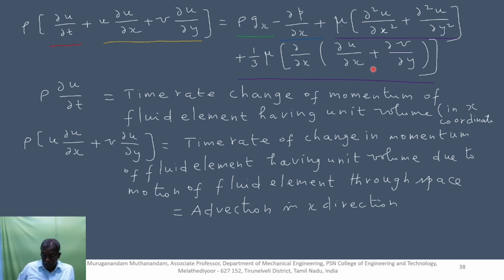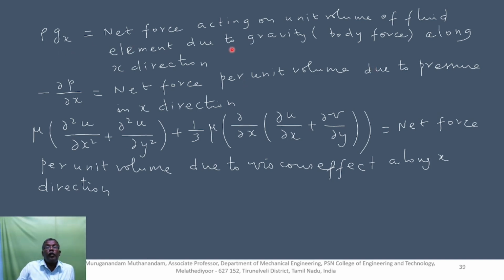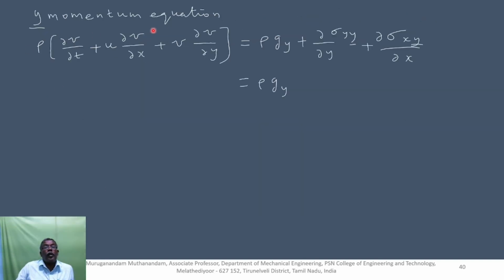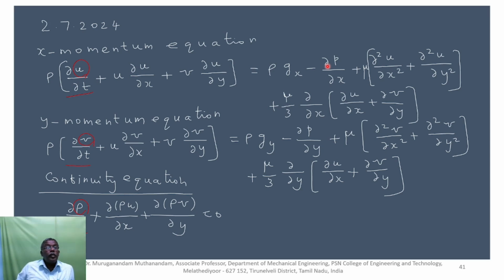the viscous effects. Rho gx is the net force acting on unit volume of the fluid element due to gravity, or body force. Minus partial p upon partial x is the net force per unit volume due to pressure in the x direction. The sum of the remaining terms is the net force per unit volume due to the viscous effect along the x direction. Similarly, the y component of the momentum equation can be written using the velocity gradients.